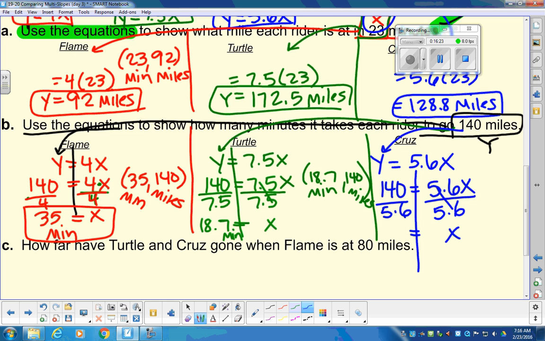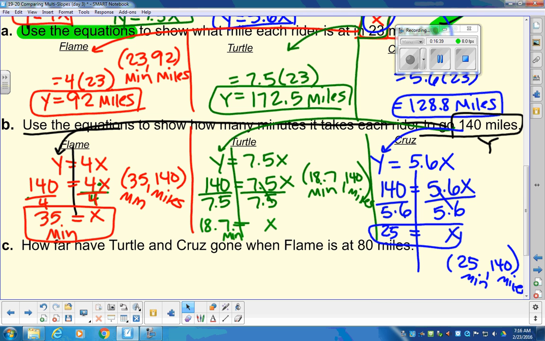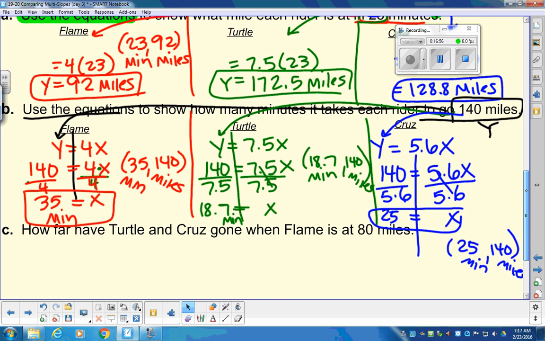So we have 140 divided by 5.6. Because I rounded, it gives us 25. So we end up with a situation of cruise at 25 minutes has traveled 140 miles. So we found some different scenarios. In part A, we were given the minutes and asked to find the miles, given the x, asked to find the y. In part B, we were given the miles, the y, asked to find the x, which actually part B then turns into the hand method.